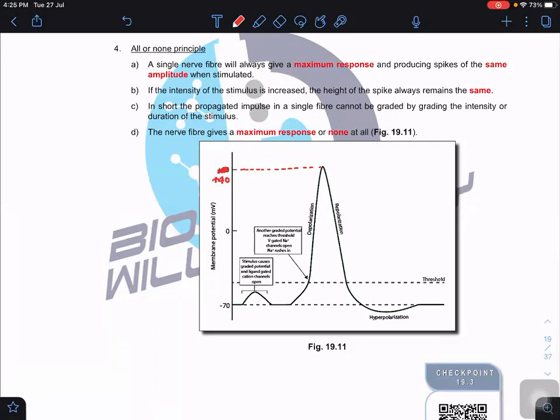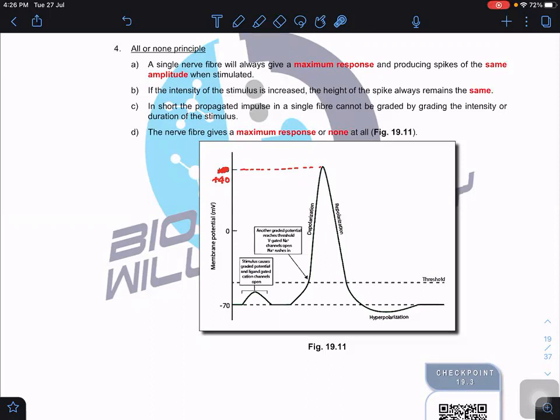Okay, so no matter how high the peak is, the magnitude is always positive 40. So you need to know the reason. Even though we have a very strong stimulus, why can we not go beyond positive 40? The reason is that at positive 40, all voltage-gated sodium ion channels close. That means no extra sodium ions actually enter the neuron. Therefore, you won't be able to continue to increase the voltage or membrane potential.